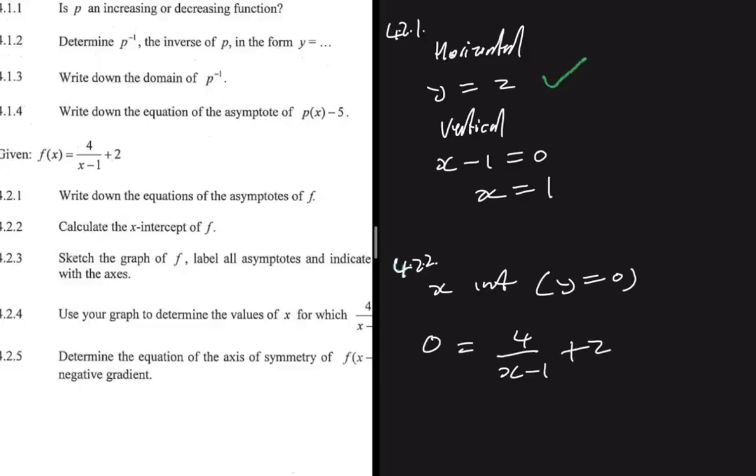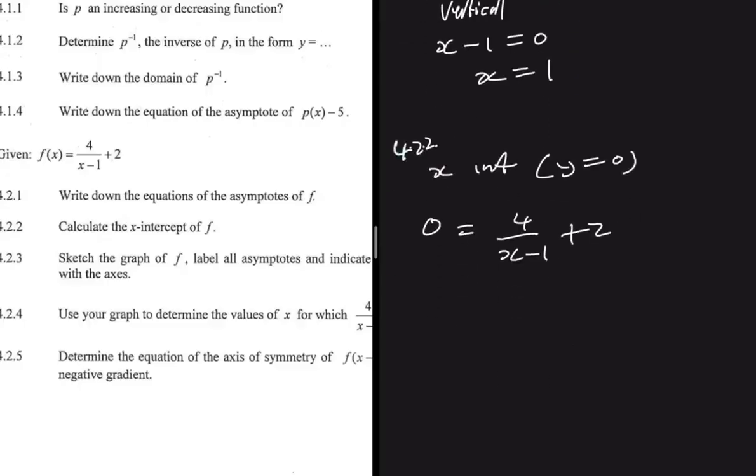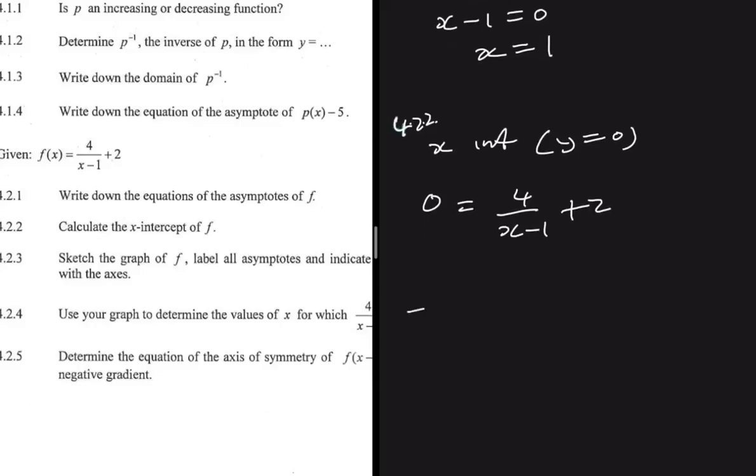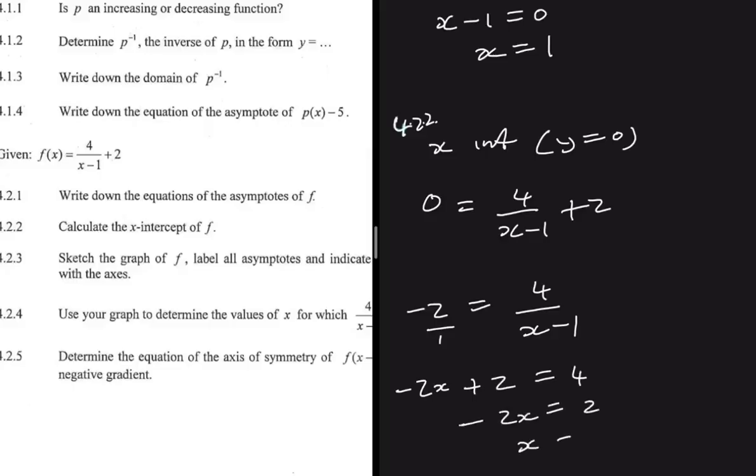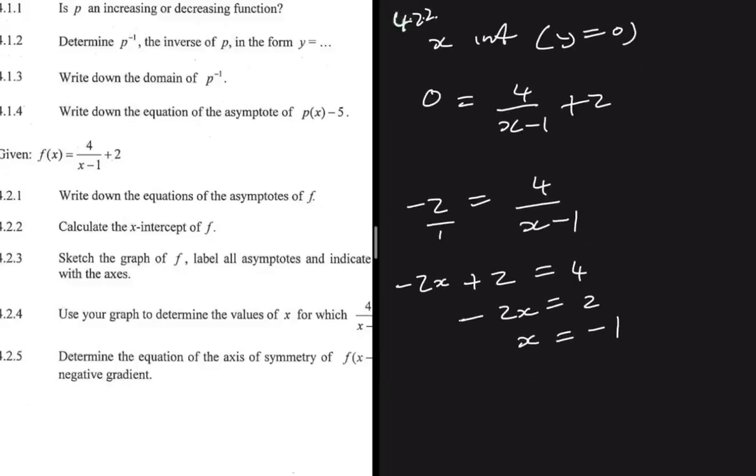What we want to do when we have something like this is to subtract 2 from both sides, to get minus 2 equals 4 divided by x minus 1. And then if we cross multiply, we're going to get minus 2x plus 2 equals 4. Minus 2x will be equal to 2, and then x will be equal to minus 1. So the coordinate for our x-intercept is minus 1 and 0, right?